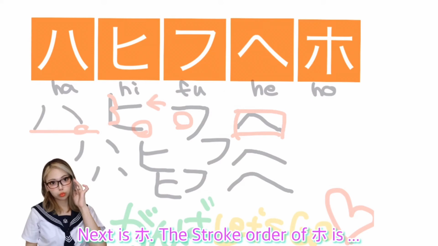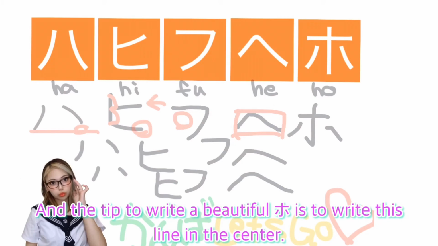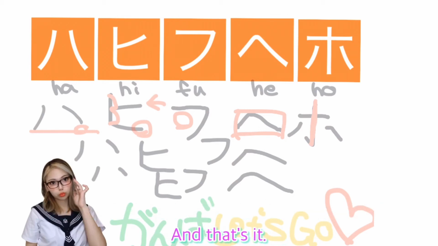So the stroke order of ho is 1, 2, 3, and 4. And the tip to write a beautiful ho is to write this line in the center. And that's it. So I'll write down again, 1, 2, 3, and 4.